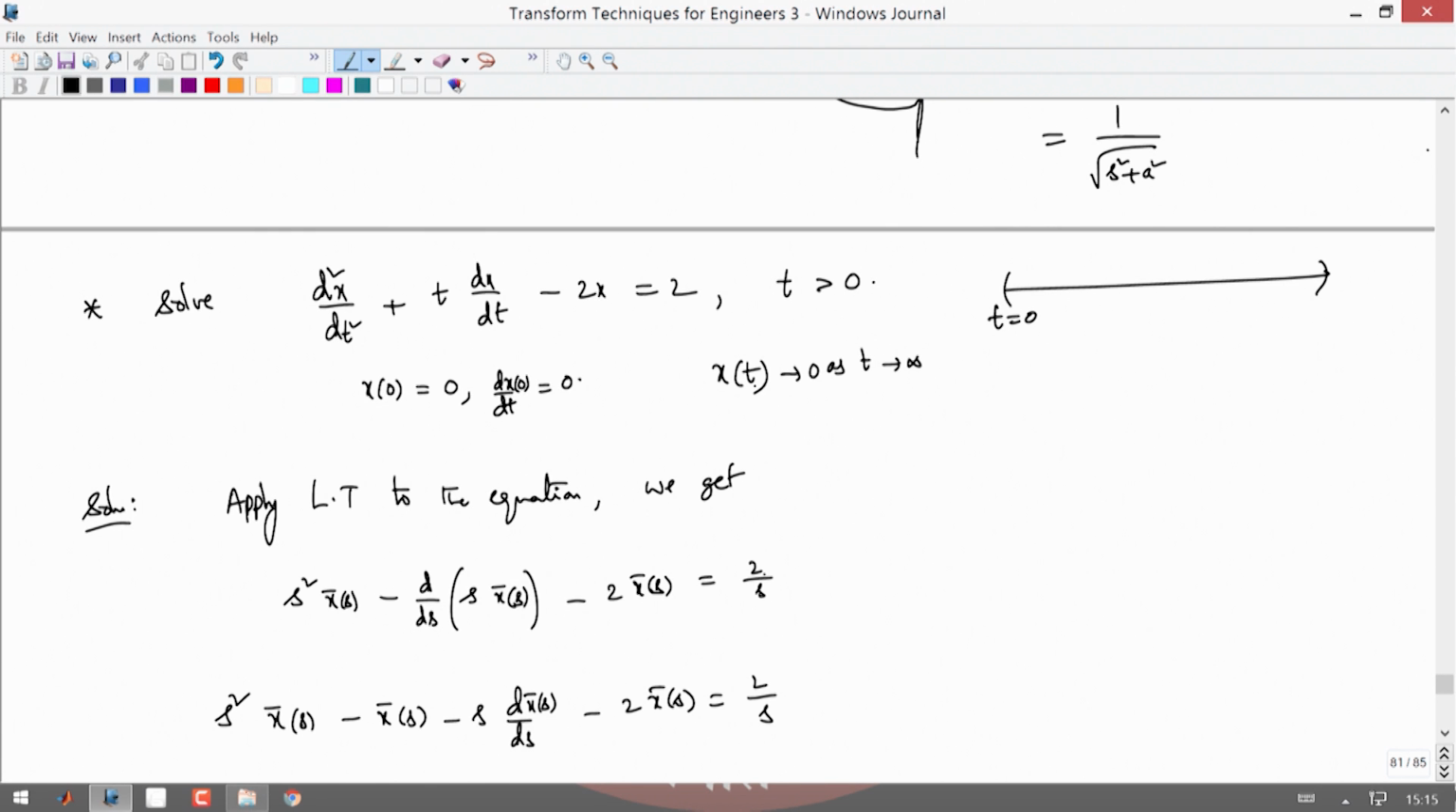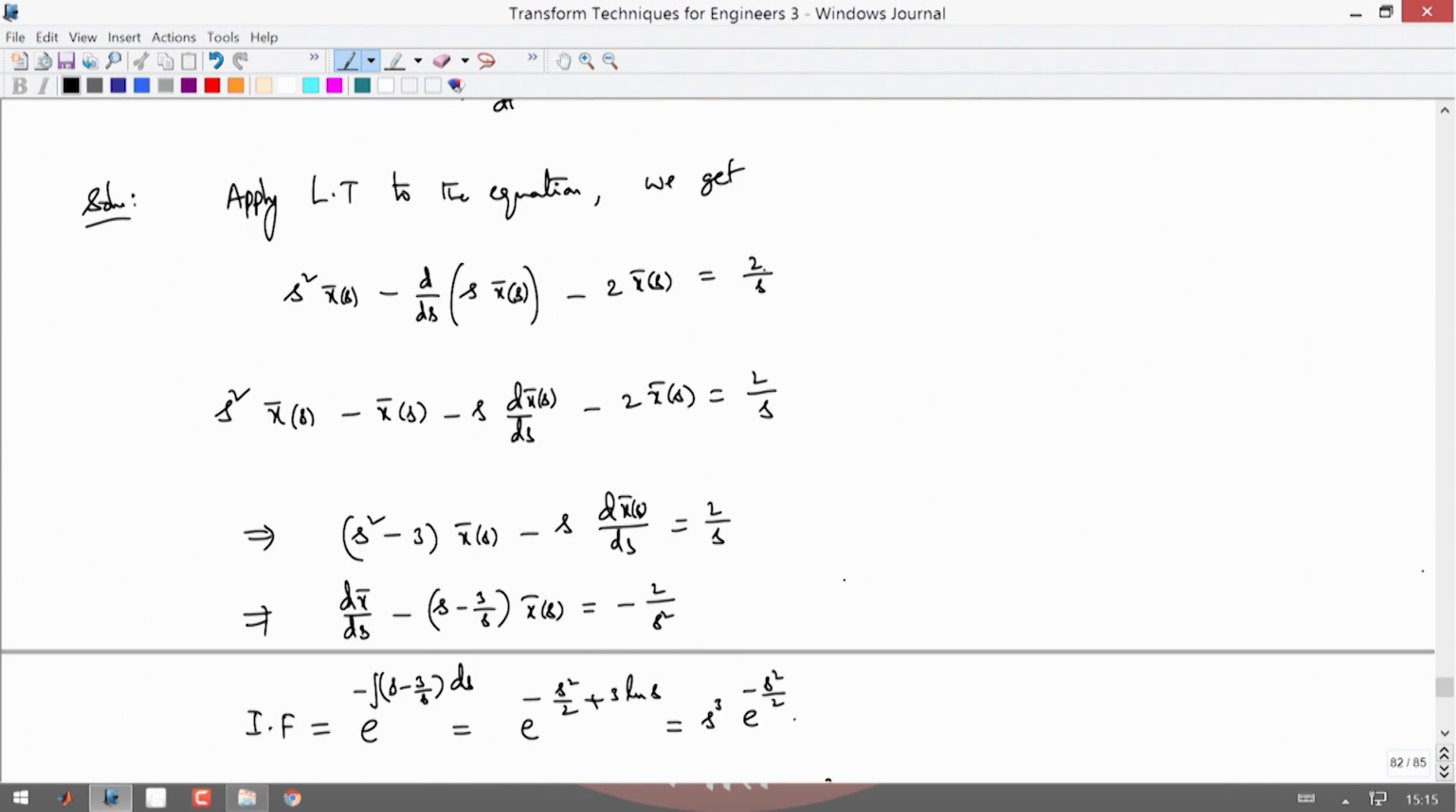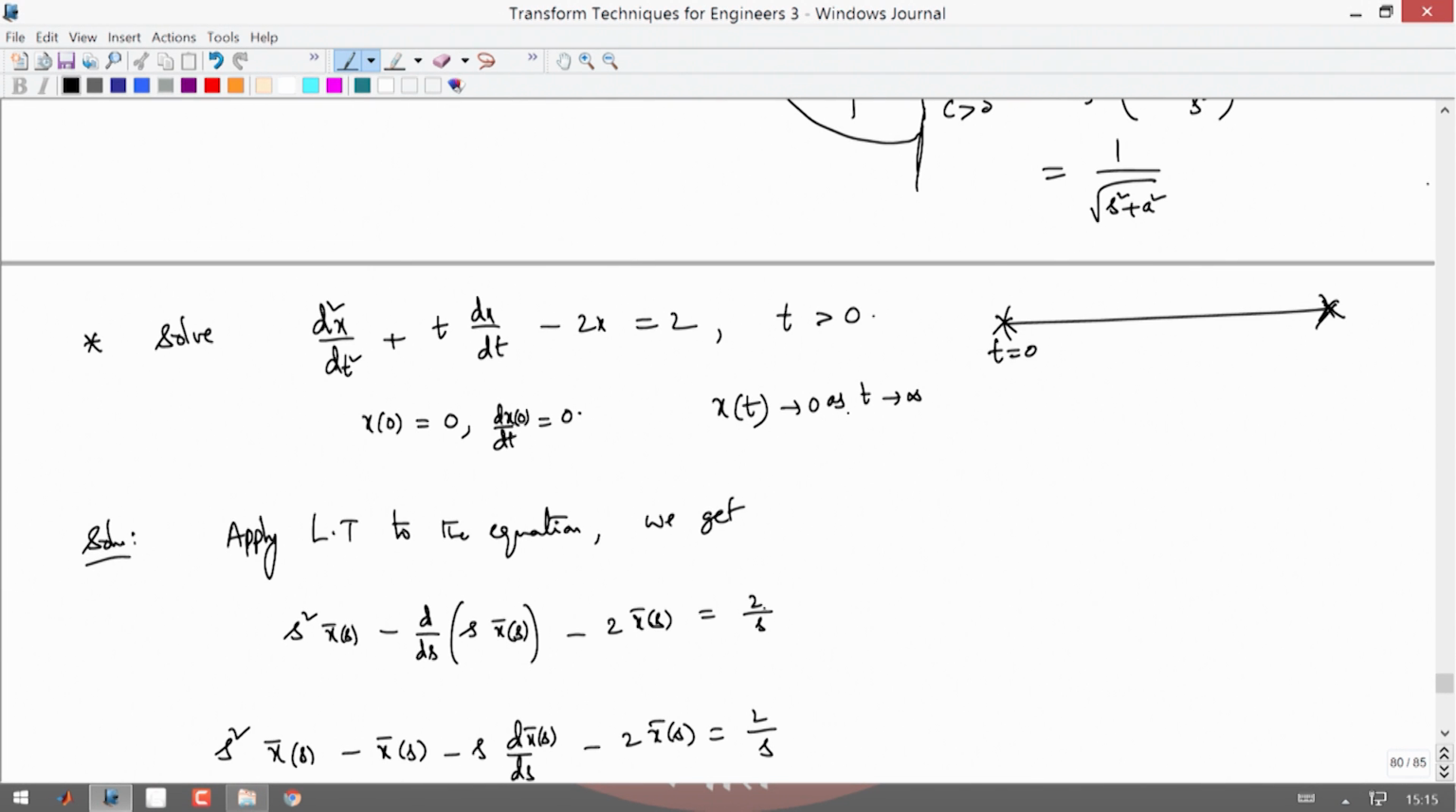Okay. So, if you want to use this one, you have to use the final value theorem. If you want to use this initial condition, the first one, you can use the initial value theorem. If you want to use this boundary condition to get rid of that arbitrary constant that is coming at the end, you have to use the final value theorem.